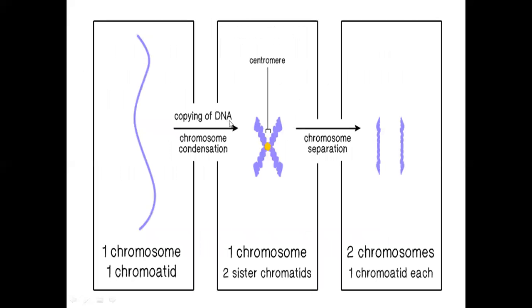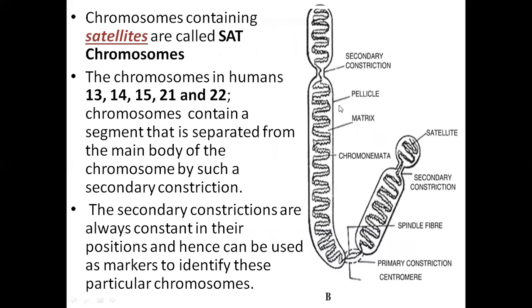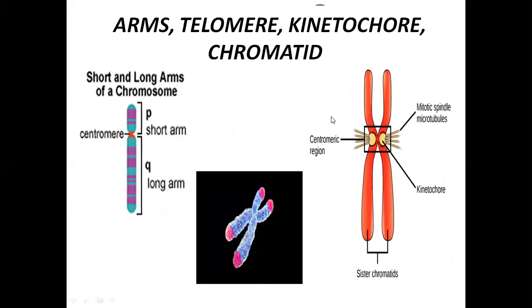So let's go back and just check. This is the pellicle, the outermost covering of a chromosome, and within this you find a jelly-like substance, and inside the jelly-like substance we come across the chromonemata, that is the chromosome material. So we have seen what a primary constriction is, we have seen the secondary constrictions, we have seen the satellite bodies, and then we have discussed the pellicle and the matrix.